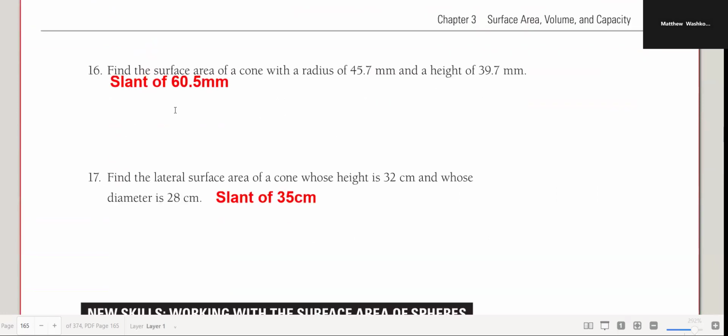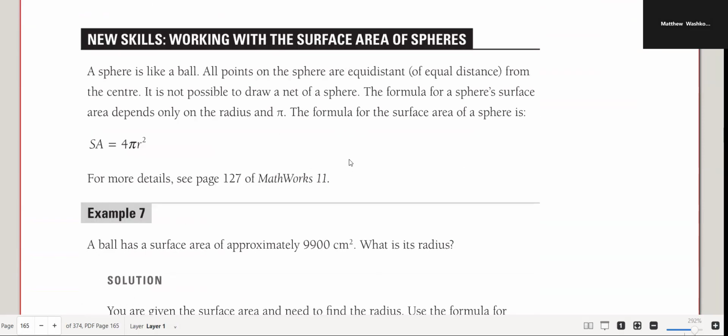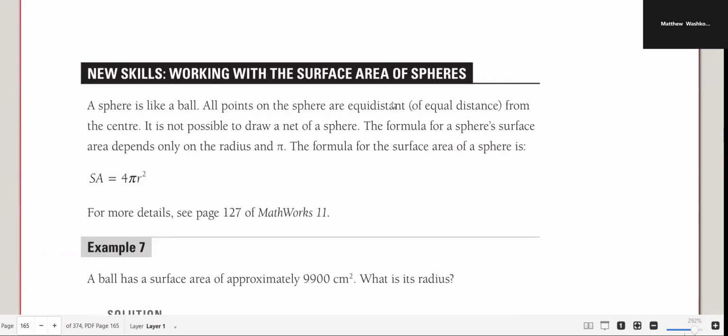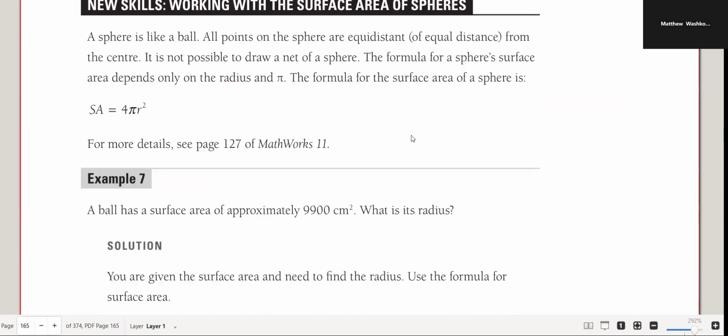Question 16 here, your slant is 60.5. For question 17, the slant is 35. Keep in mind there's a diameter. So finish those up, and then we're going to work on spheres, the last part of the unit. Again, break it up. 3, 2, 1.